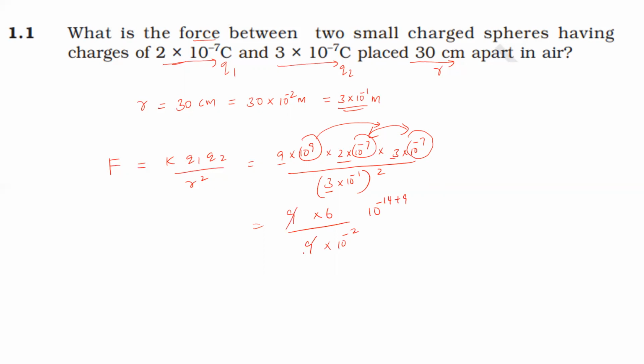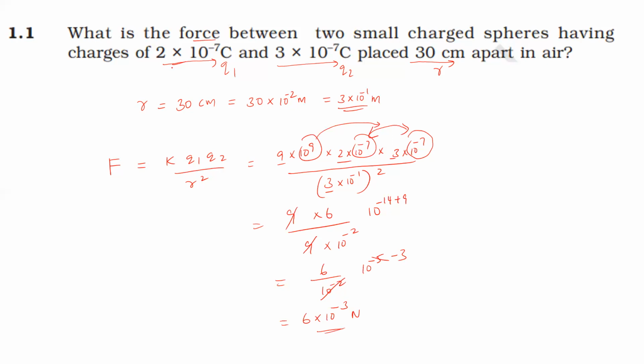Now this 9 we can get cancelled. Then 6 divided by 10 power minus 2 is there. Here 10 power minus 14 plus 10 power 9 is 10 power minus 5. Now we can cancel this 10 power minus 2 and minus 5, we get minus 3, so that 6 into 10 power minus 3 Newton.